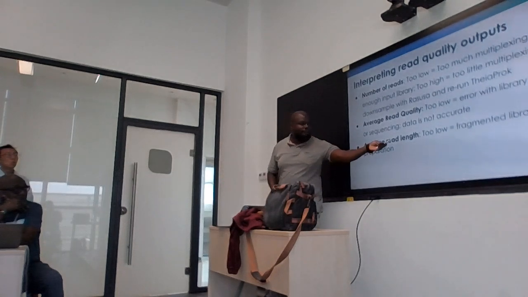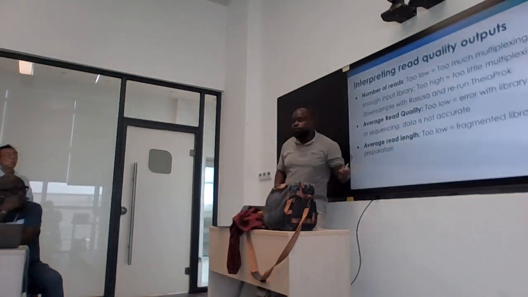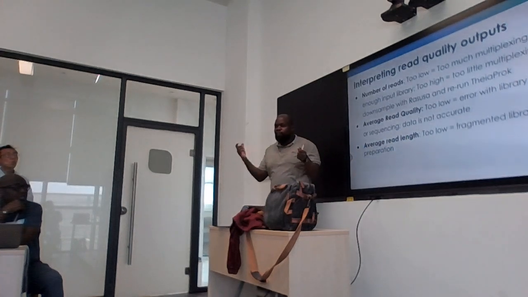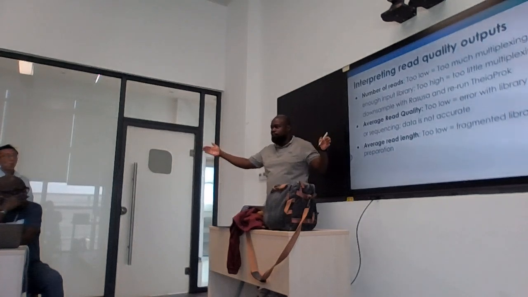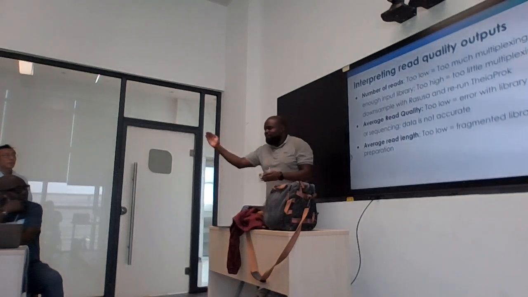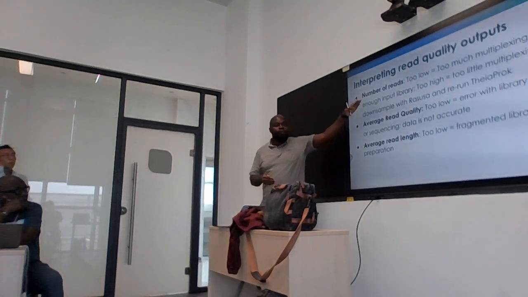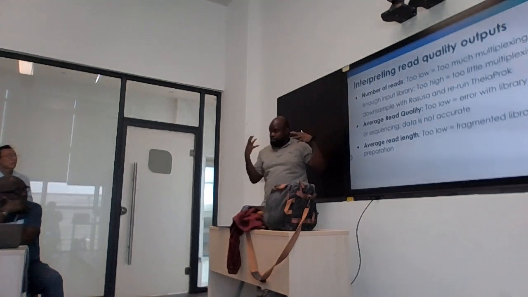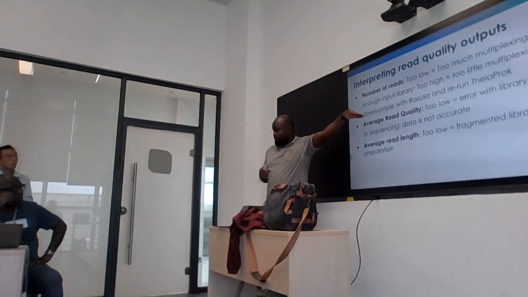And we also have average read length. So if it is too low, maybe your library is breaking too much. You expect maybe 300 or 500, but maybe you're using too much energy, or the technology you're using is breaking your amplicons too much. Again, we should use these quality outputs to help us improve the laboratory process.